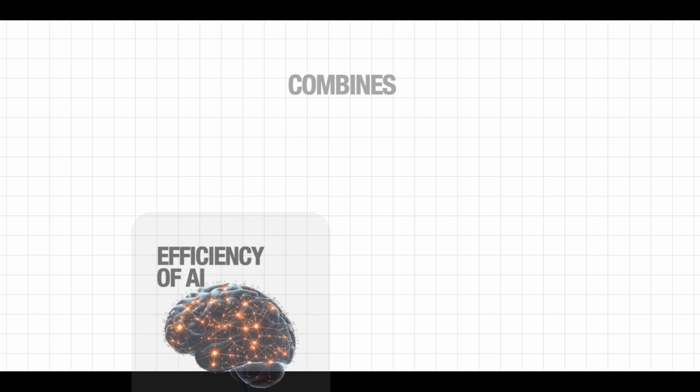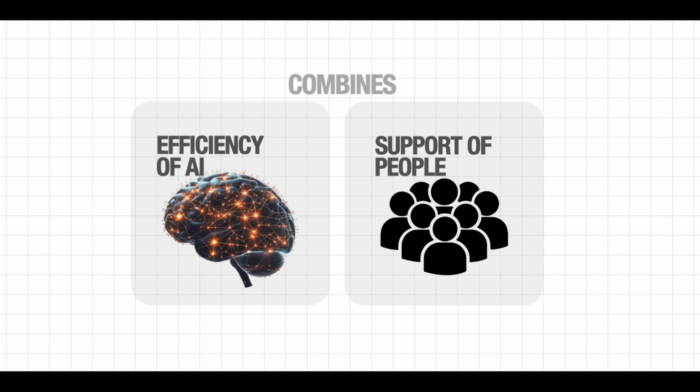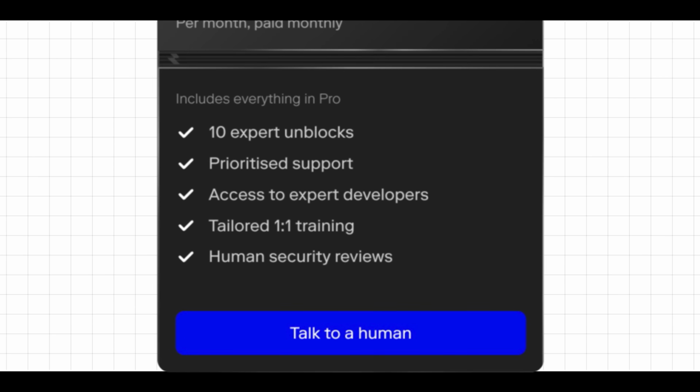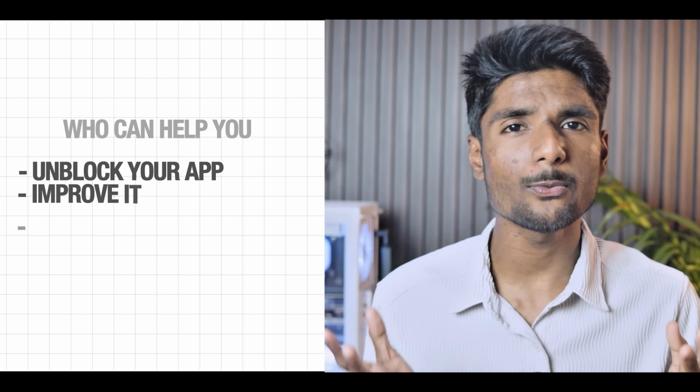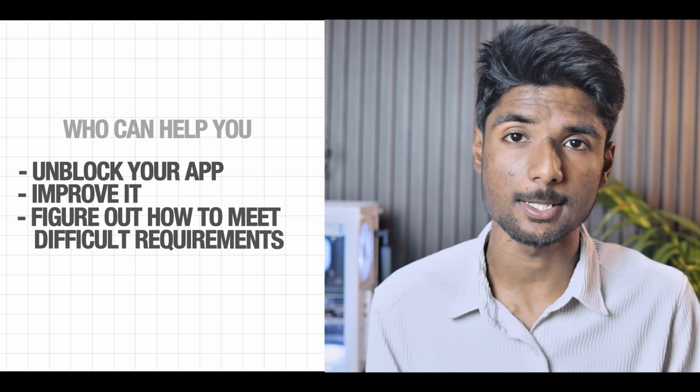Now, Riff AI is truly unique because it combines the efficiency of AI with the support of people. People who pay for higher tier plans can talk to live experts who can help you unblock your app, improve it, or figure out how to meet difficult requirements. It's like having a team of developers on speed dial to make sure your idea comes to life.